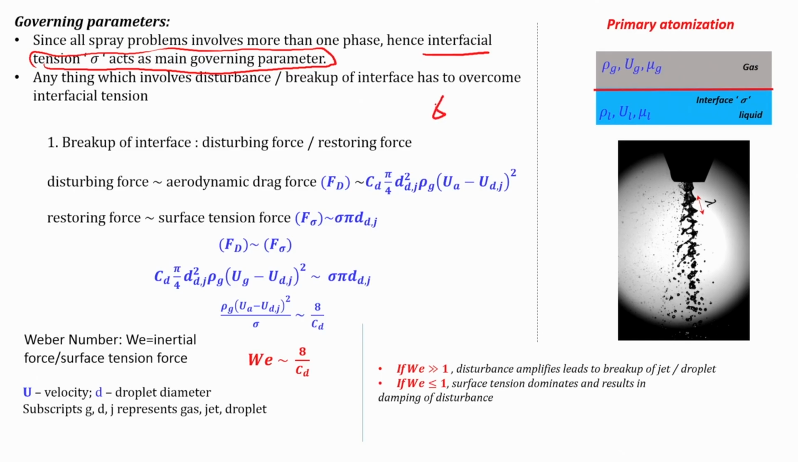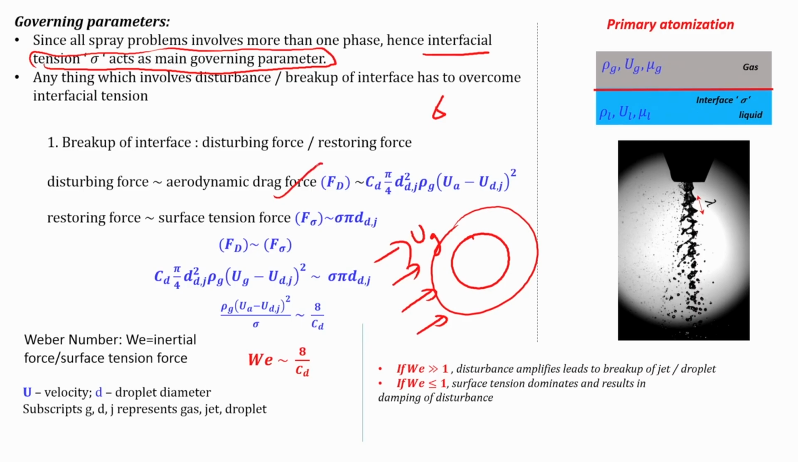Let us look at a droplet or an interface. There are two types of forces that usually act on an interface. If this is a droplet, let us take the example of a droplet. A very high velocity gas phase flow field is coming and hitting the droplet. This gives rise to a force around the droplet, and that force is nothing but the aerodynamic drag.